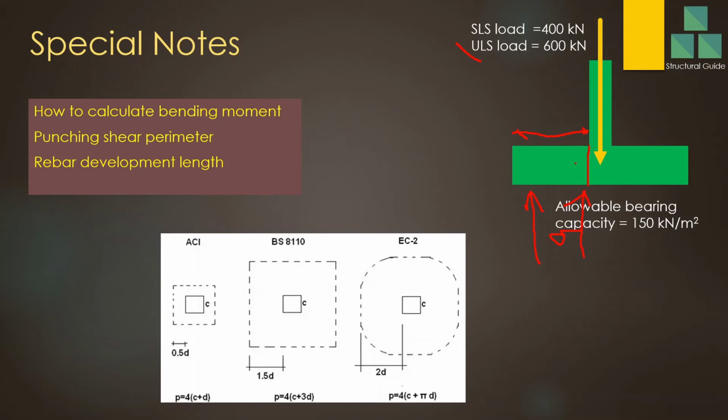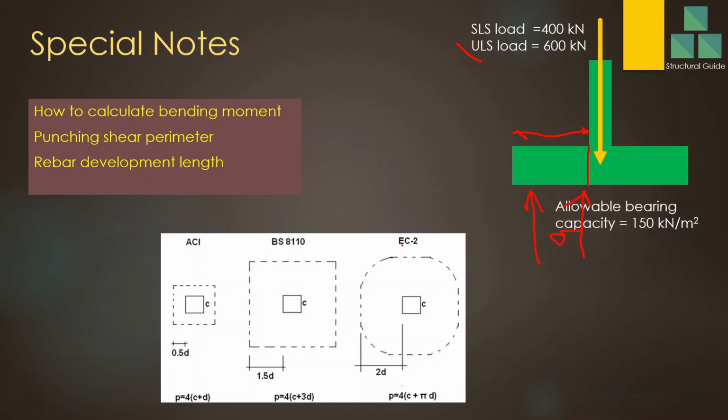Then, punching shear perimeter. How to calculate the punching shear in footings? It depends on the standard we use. Depending on your standard, we have to consider the punching shear perimeter, because it varies from standard to standard. According to ACI, BS and EC2, we have shown the punching shear perimeters that they consider. So you have to consider all those in the punching shear calculation, and you should do the calculation according to your standard.